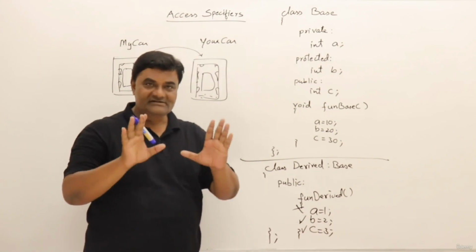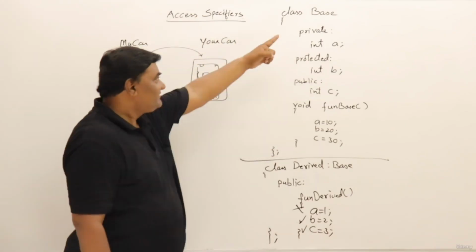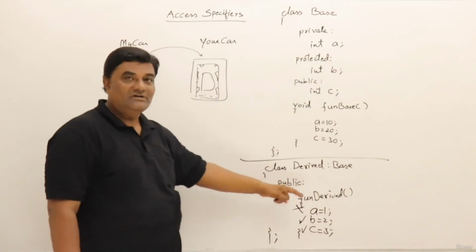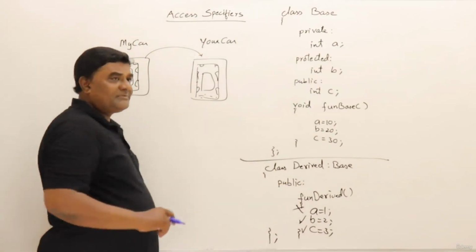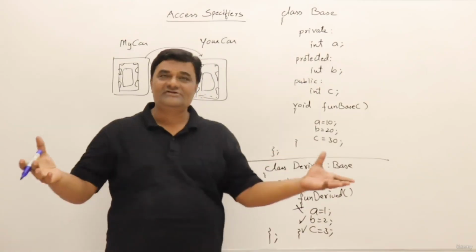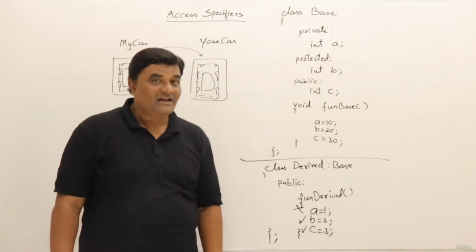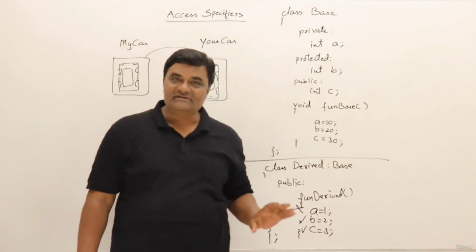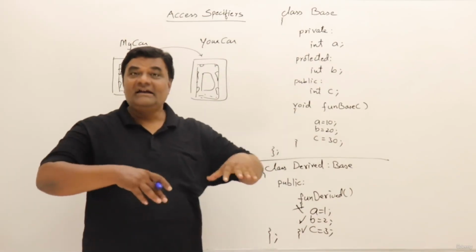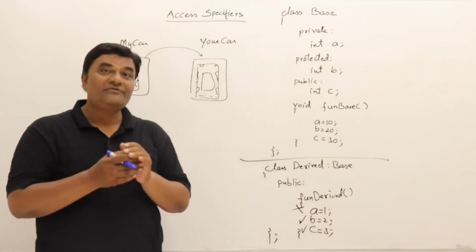All right, understand this one. So this is the base class. This is the derived class. This is my car and this is your car. When I gave you the design, I gave you permission to make any modifications you like. Any changes you want, you can make them, except, please don't modify this. So I can give you permissions on a few things and restrict you from a few things.